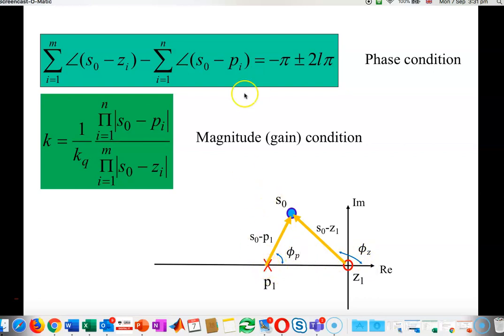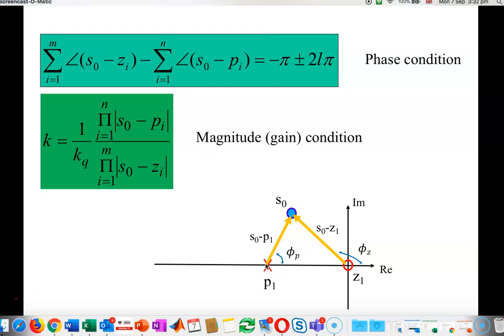For the second part, if I do S0 minus P1, you draw a line starting from that open-loop pole towards S0, again my test point. This yellow line pointing towards S0 is my S0 minus P1. The angle is this, and the length of that line is the magnitude.